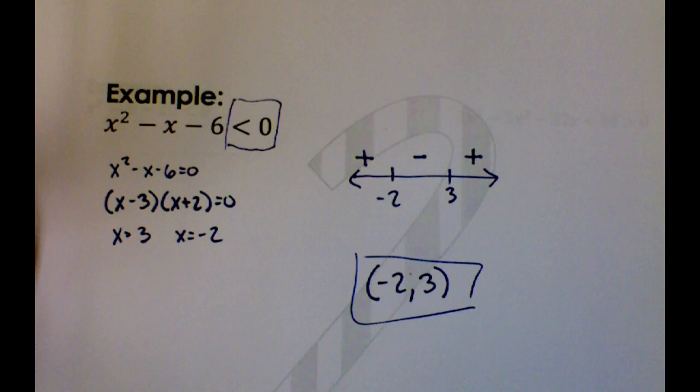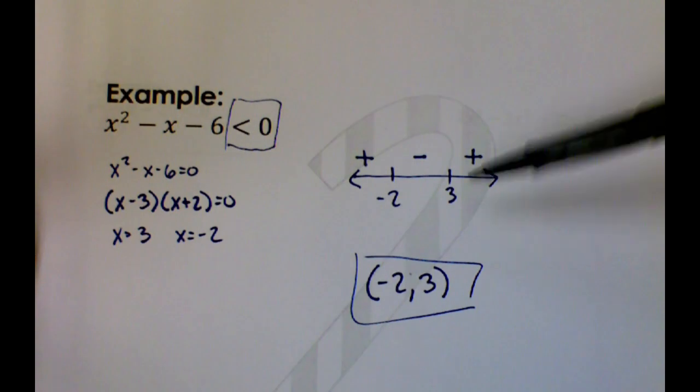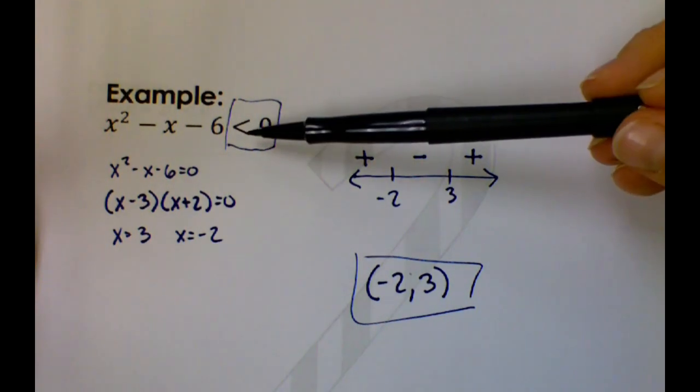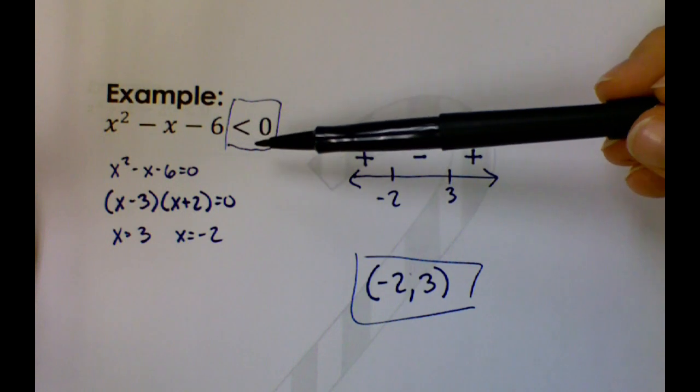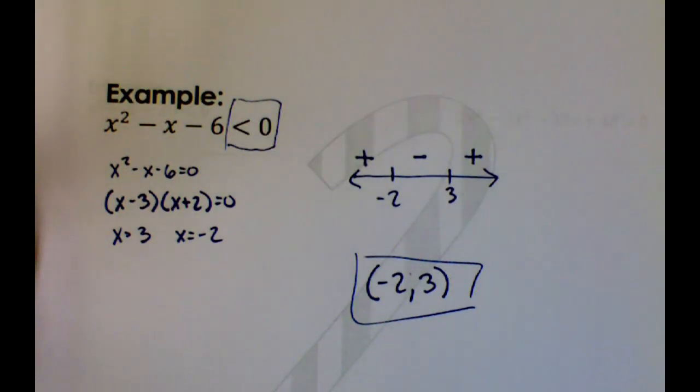Now you might be wondering, why am I using parentheses on these? Because it is strictly less than. If I had a less than or equal to, then I'd have to start using brackets.